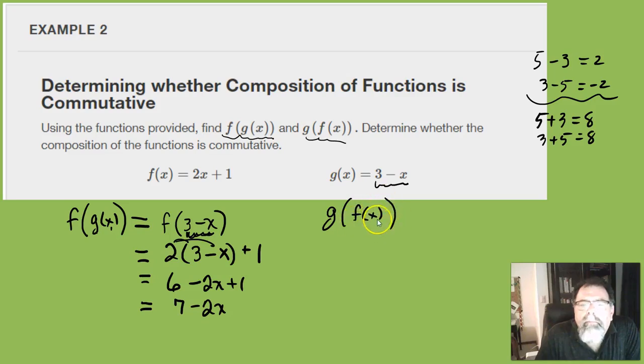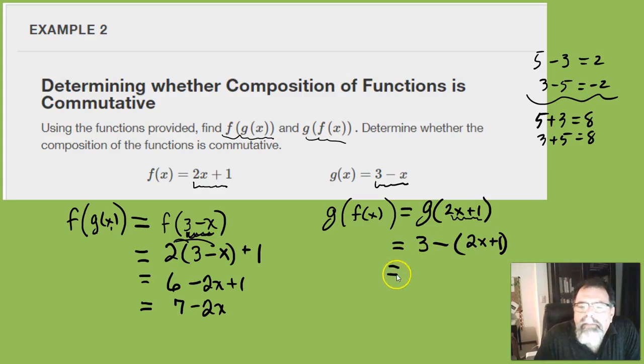So we're going to plug x into f. Since it's just x, we just write down the expression, 2x plus 1. And then we do the g function, which is 3 minus x. So again, blank parentheses, and then I'm going to substitute this expression for the x. Okay, simplify it, so distribute that minus sign.